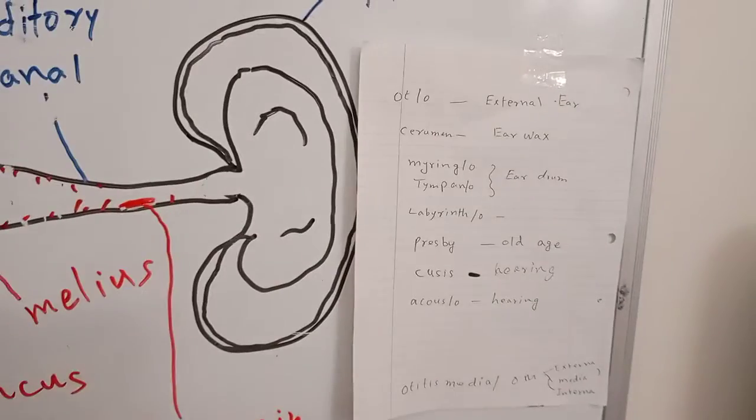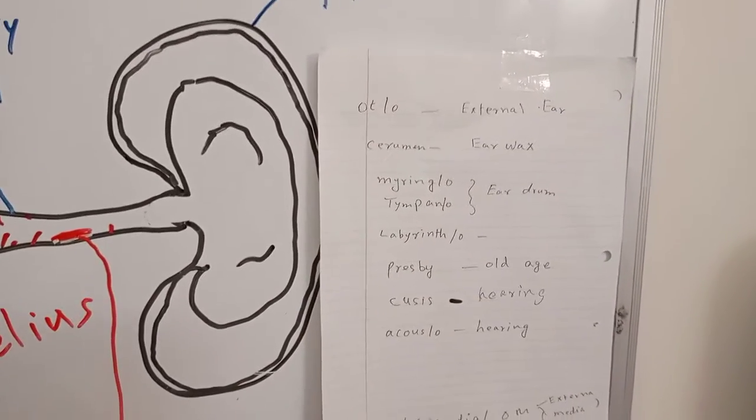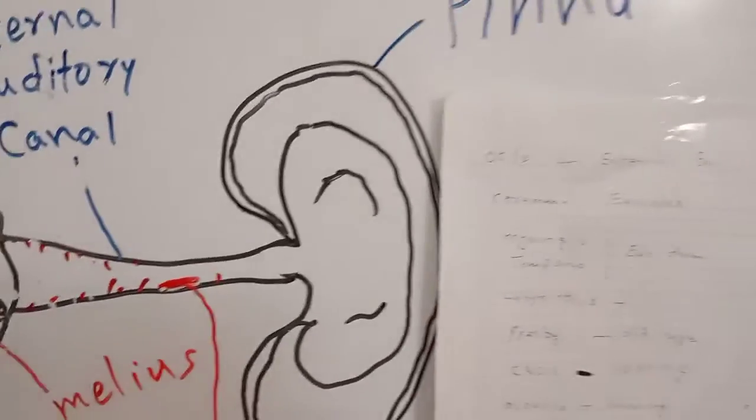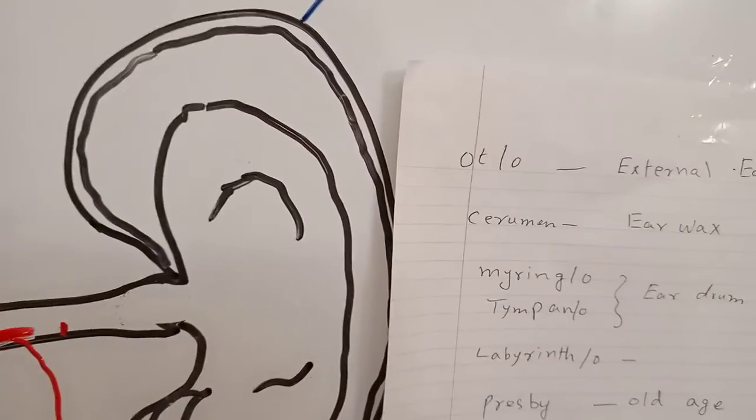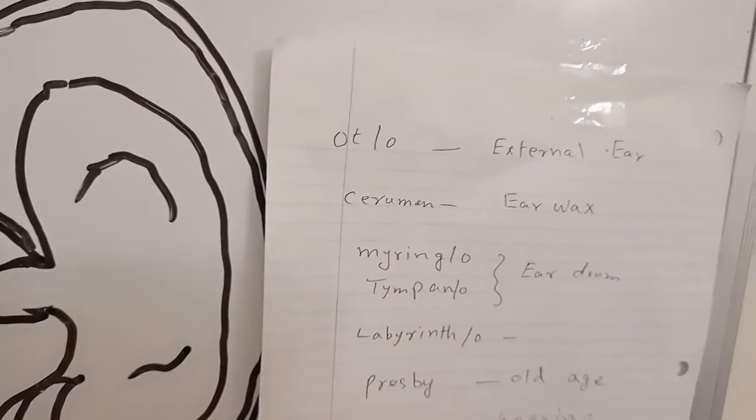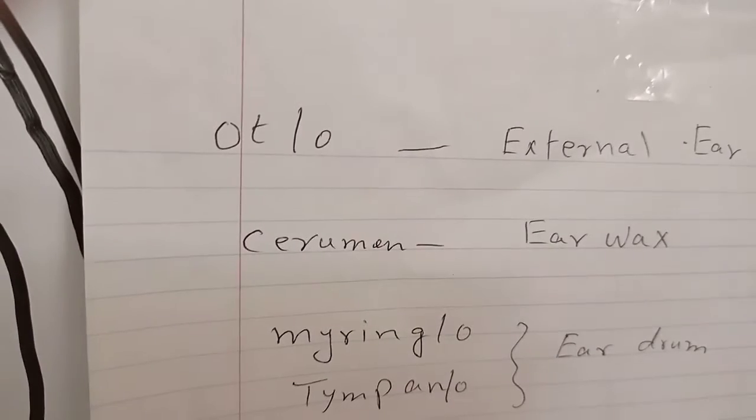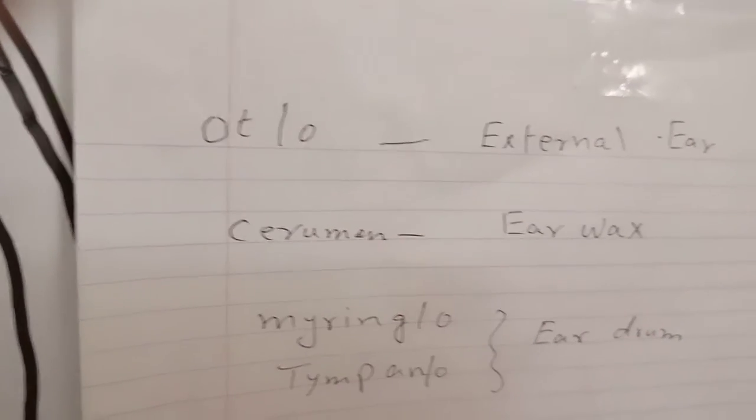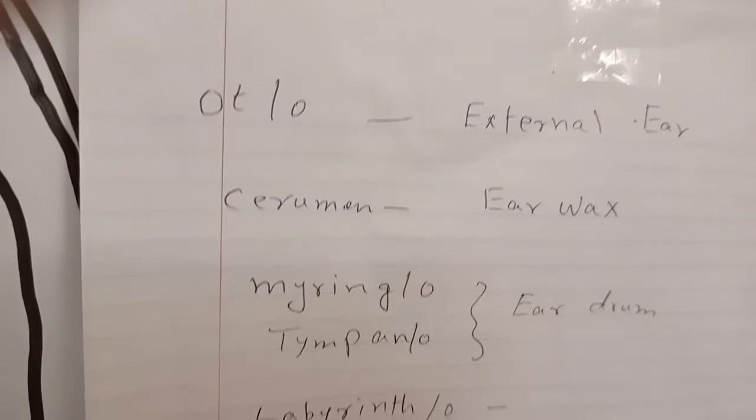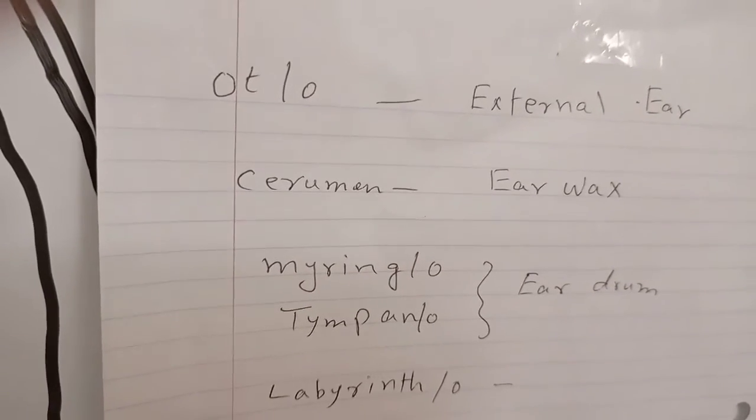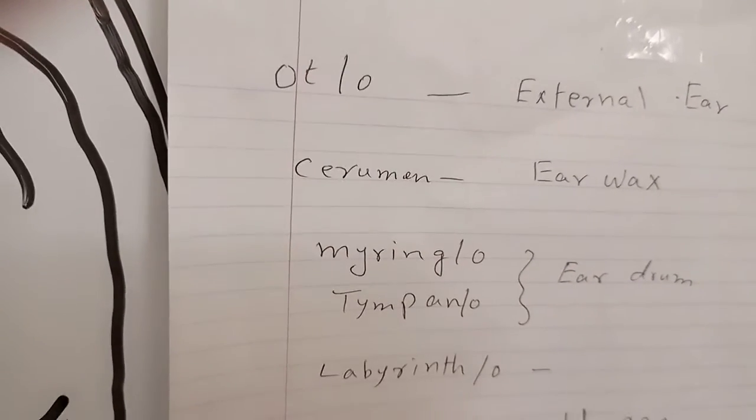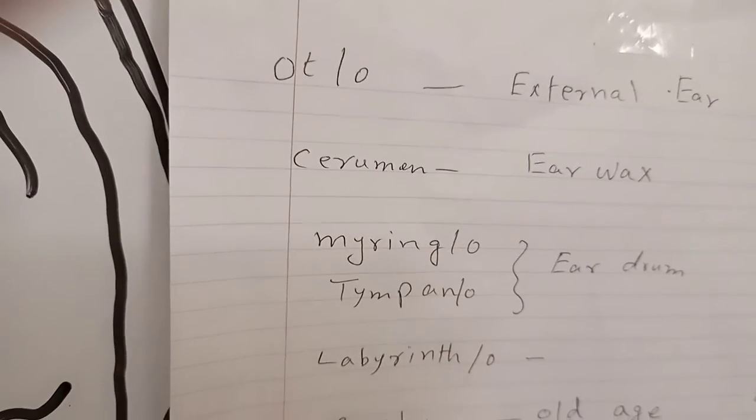We have some medical terminology for ear. Number one is oto, which means ear. So we can have otitis. Otitis is of three types: otitis externa, otitis media, and otitis interna. External ear infection, middle ear infection, and internal ear infection.